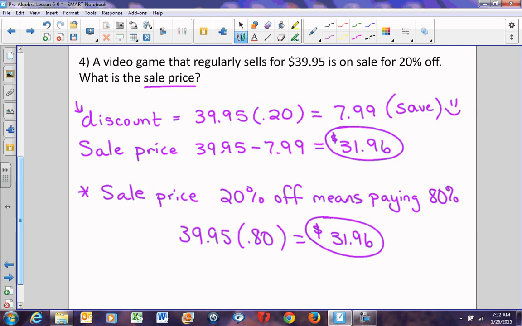I just don't have to do the middle step where I find the discount first. If they ask you to find the discount and the sale price, then by all means you have to do it the first way I did it. If all they're asking is to find the sale price, you can do it by the second method I did over here with the little asterisk.